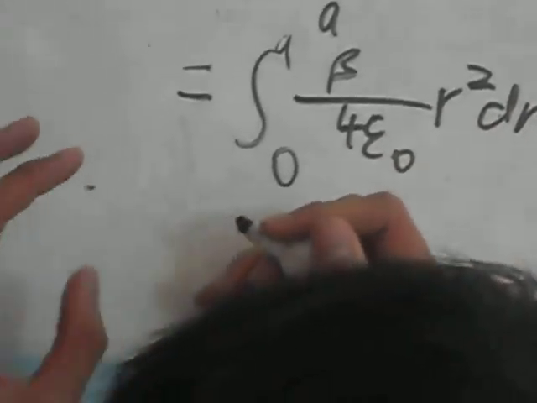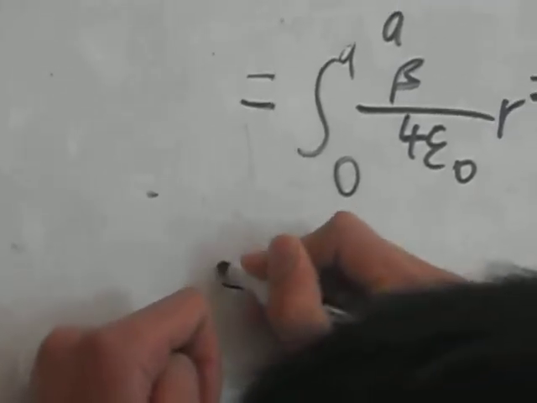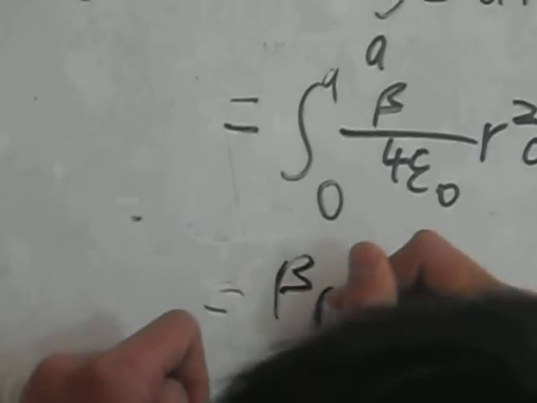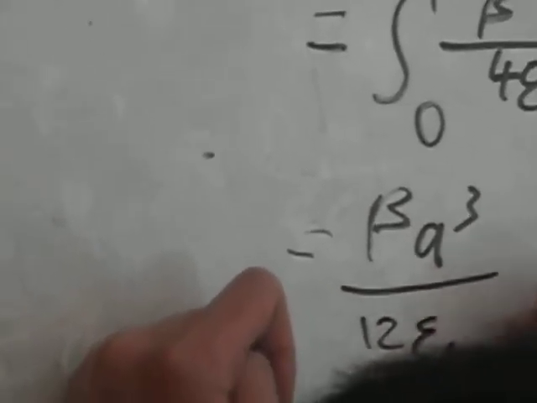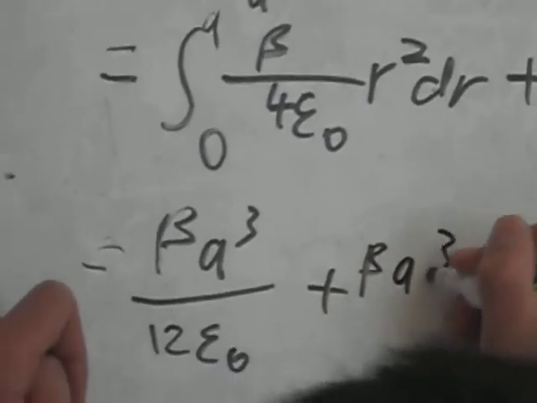And then you just solve this integral, and you get beta A to the 3rd over 12 epsilon naught plus beta A to the 3rd.